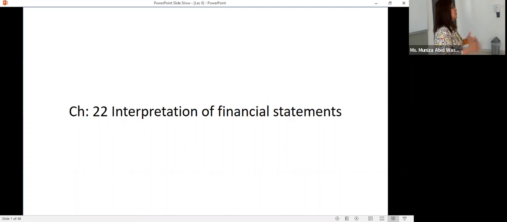Now we are going to see which methods, which tools can be used in order to interpret the financial statements. You need to see from the perspective of an ordinary user, that you being an ordinary user of the financial statement, how are you going to analyze the financial situation or the financial health of a company by using different tools. So let's start this chapter.